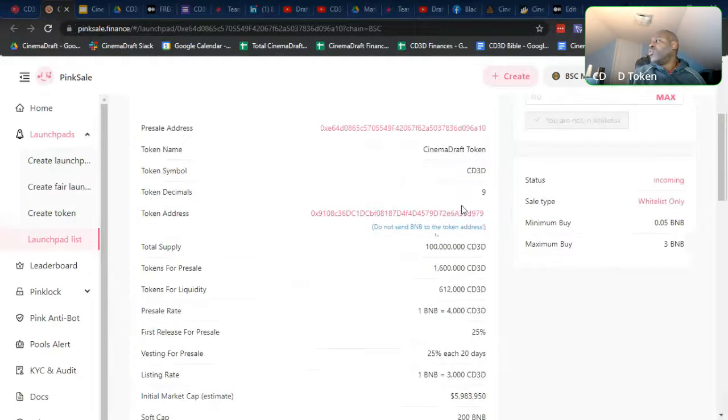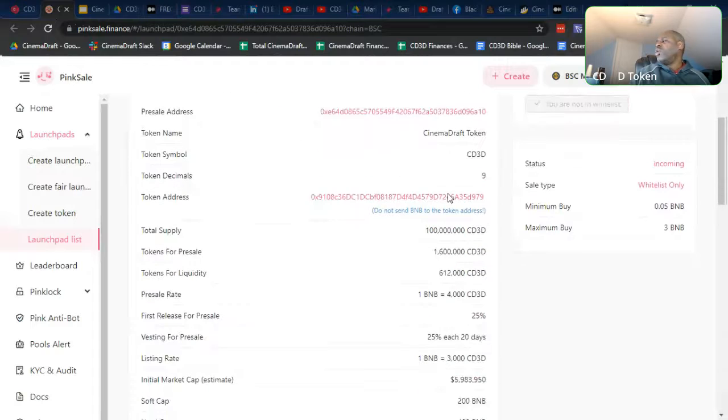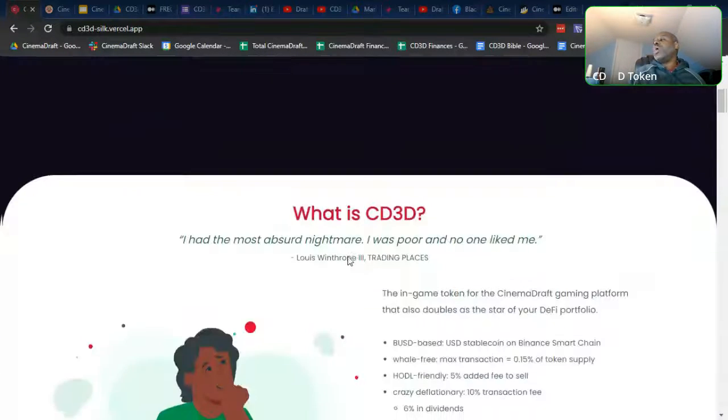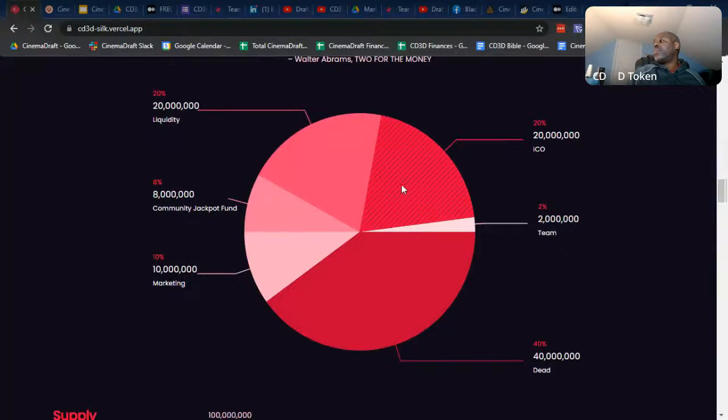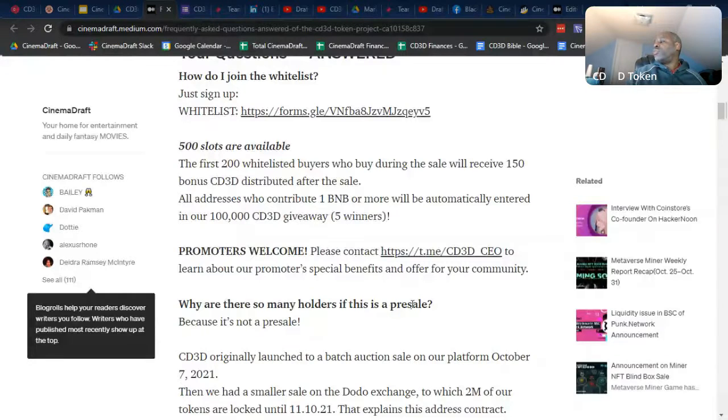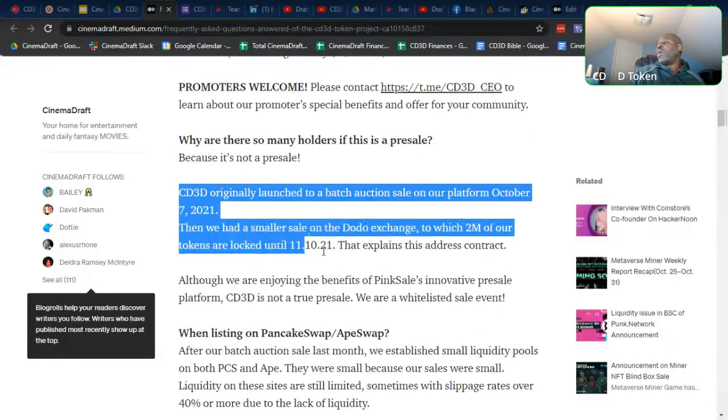Even though our numbers may look different than a traditional pre-sale, it's because we're not a pre-sale. But we do have, as part of our tokenomics, tokens to sell, so we will keep working to sell these tokens until they're all gone. And that explains the history behind it all.